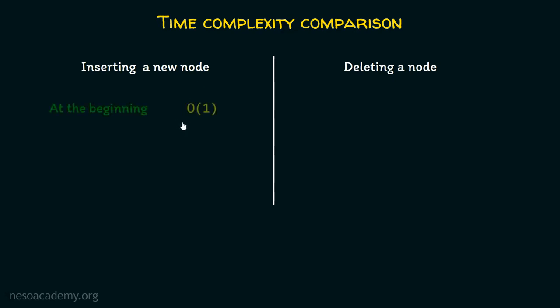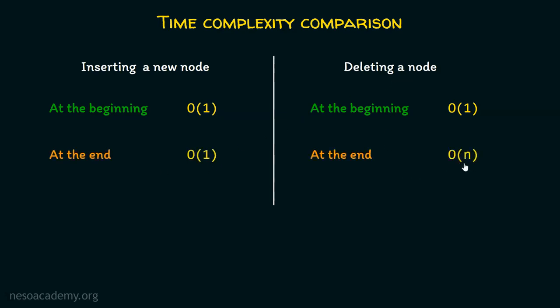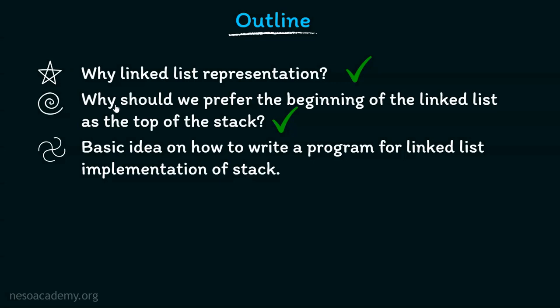Inserting a new node at the beginning takes constant time, and deleting a node at the beginning also takes constant time, right? But what about inserting a new node at the end? It takes constant time. And what about deleting a node at the end? It takes order of n time. That's why we are not preferring adding and removing the node at the end of the linked list. We must prefer adding a new node at the beginning and removing the first node of the linked list. Okay, you can see these are faster operations.